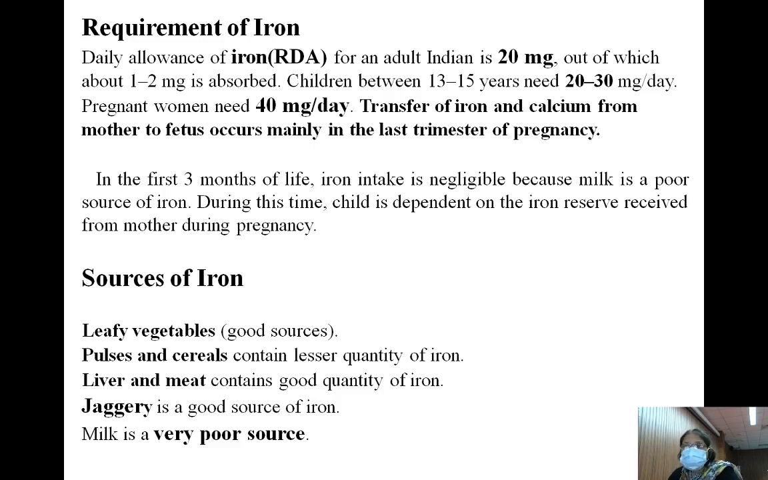These are the sources of iron. Leafy vegetables are a good source of iron. Pulses and cereals also contain a lesser quantity of iron. Liver and meat contain a good quantity of iron. Jaggery, remember, is a good source of iron. Milk is a very poor source.